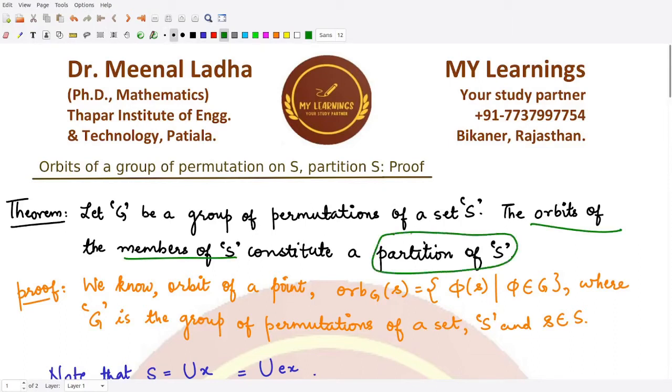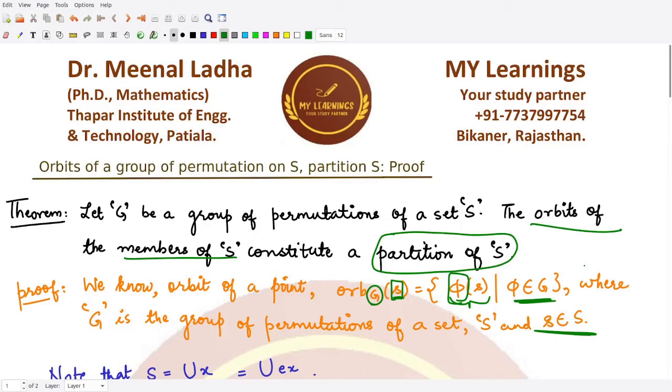So remember what is the definition of orbit of a point? The orbit of some point small s, which is a member of this capital S, under the group G, is defined by taking the image of this element s under all such phi's which are members of G. So we are taking the image of this point s under all the permutations which are given in the group G. This is the definition.